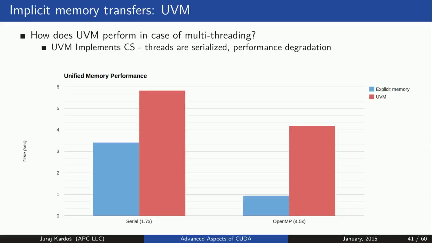One further performance issue with unified virtual memory is that it implements critical section to access memory. In case we use multi-threaded host application, the threads requests to access memory are serialized, resulting into performance degradation. In case of serial CPU code, UVM is 1.7 times slower, but in case of multi-threaded code, the UVM is 4.5 times slower than explicit memory.